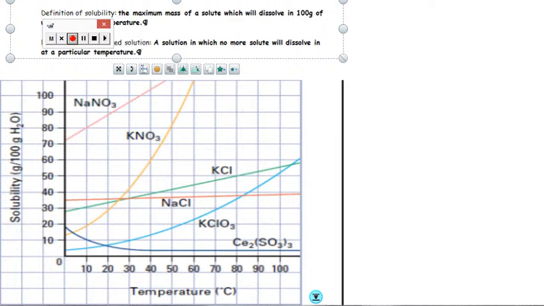Okay guys, what we're going to have a look at here is a short video to help you calculate the solubility of a solute in a solvent, usually a solid, ionic solid normally, in water.